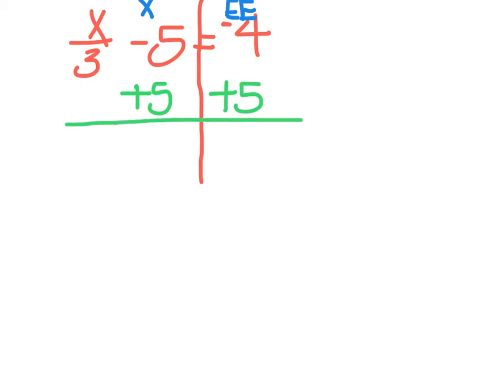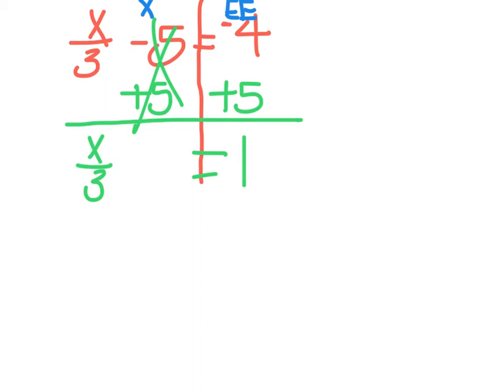So this x divided by 3 is going to come down. When I have minus 5 plus 5 right here, a minus 5 and a plus 5 are going to cancel each other out. So that's gone. And then negative 4 plus 5 is going to give us 1. Think of it like money. You owe $4 and you have $5.